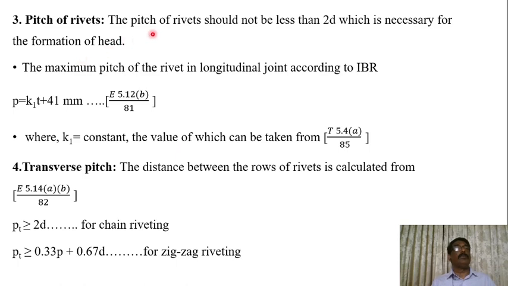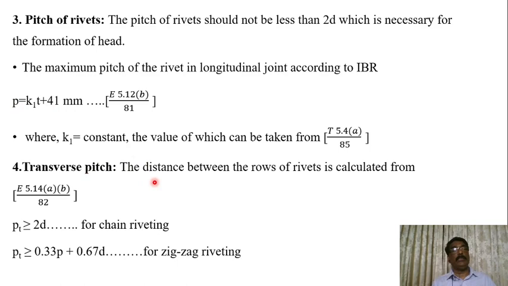Next, we have studied the pitch of the rivets, that is the distance from the center of one rivet to the center of another rivet. It is given by p = K1 t + 41 mm, where K1 is a constant taken from the DDH. Its value depends on which type of joint it is, whether a lap or a butt joint. You can take it directly from DDH page number 85. Substitute here and find the pitch, the distance between the two rivets.